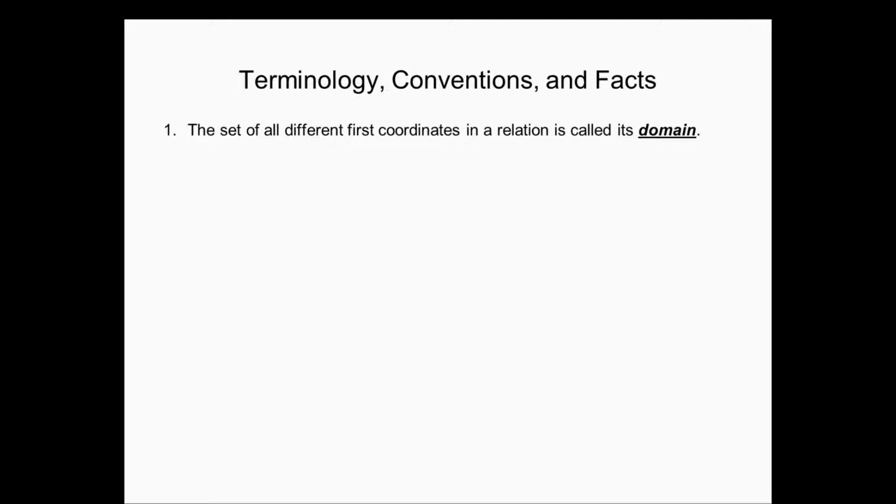Number 1. The set of all different first coordinates in a relation is called its domain. Now notice it is a set, so if you're listing a bunch of numbers, you must put them in braces. Number 2, the set of all different second coordinates in a relation is called its range. So again, it is a set, you need braces. So for a relation, its domain and range worry about, not really the sets A and B.